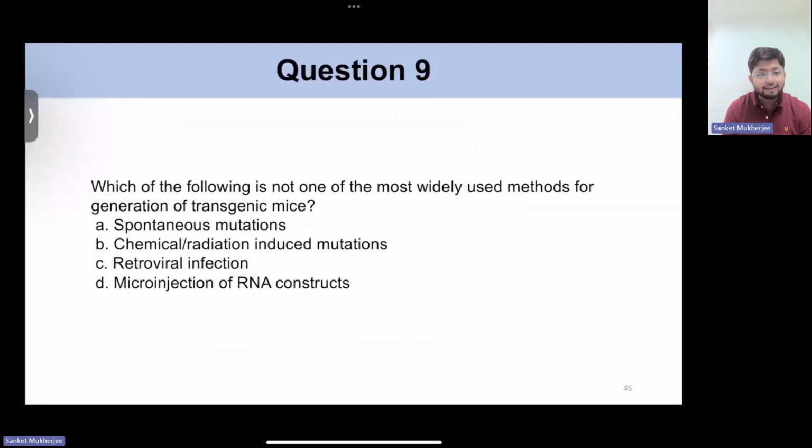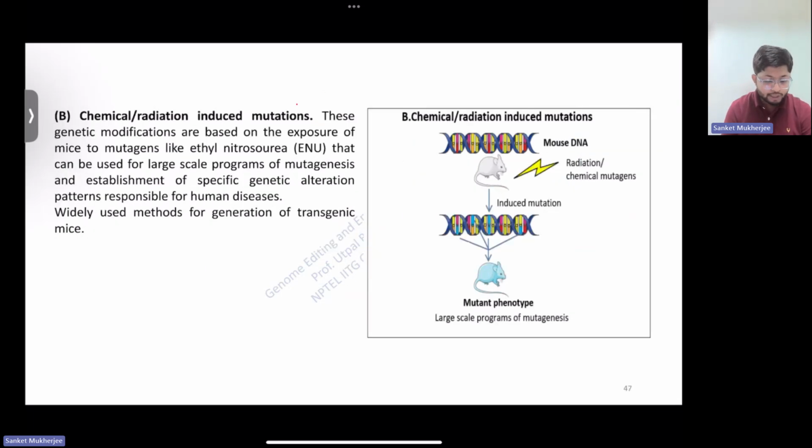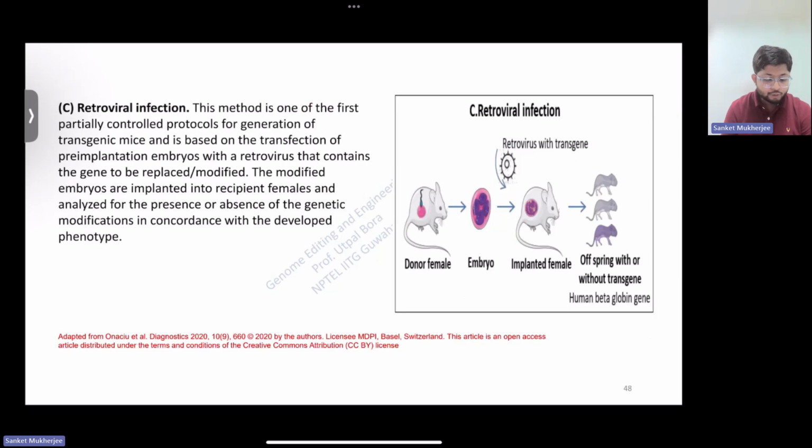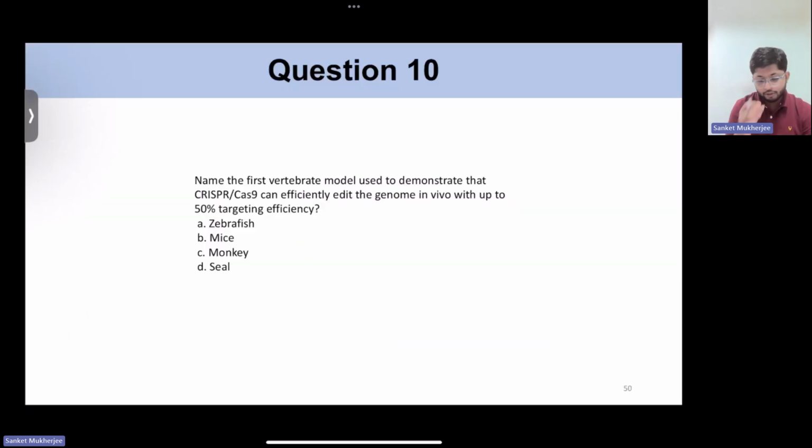Okay, question 9. Which of the following is not one of the most widely used methods for creating transgenic mice? This is a repetition of the same question which we have seen earlier. So we have already talked about how transgenic mice are produced. It could be through spontaneous mutation, chemical irradiation, retroviral infection, or microinjection. We have already talked about it.